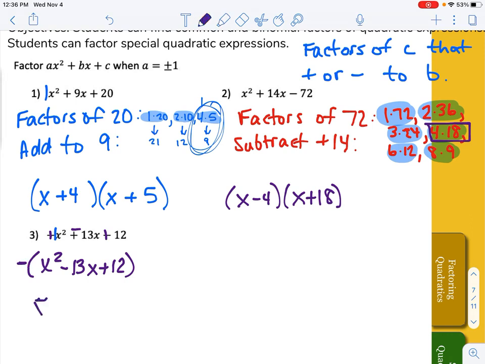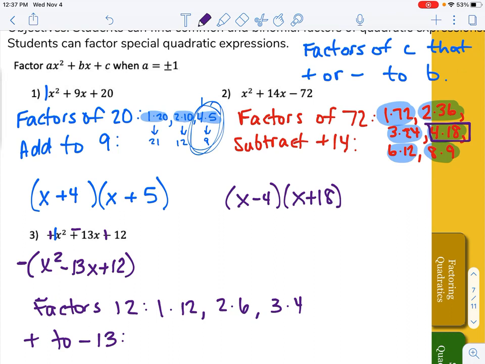So now we need factors of 12. This time that add to -13. So our factors of 12 are 1 and 12, 2 and 6, and 3 and 4. So which set of these can add to 13? Well, 1 and 12 do.